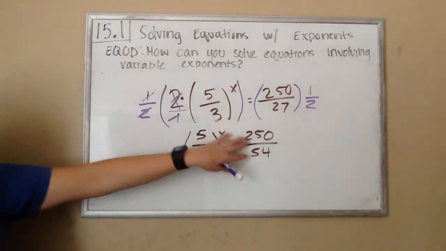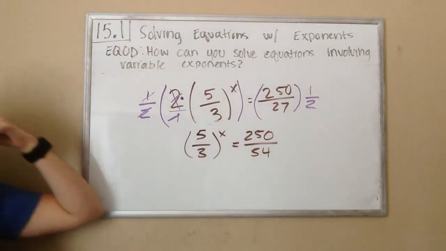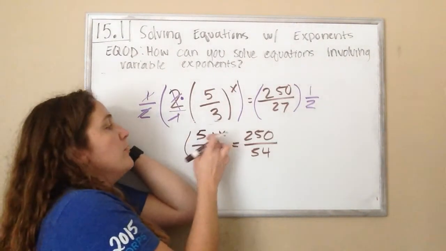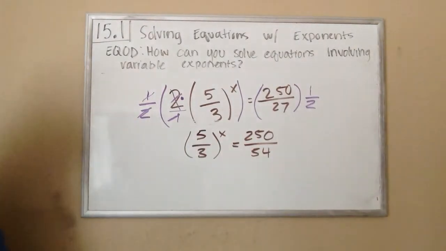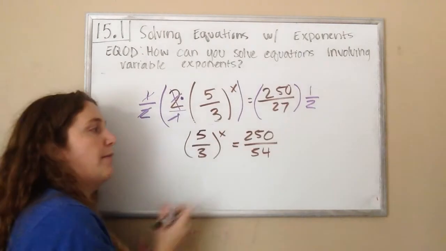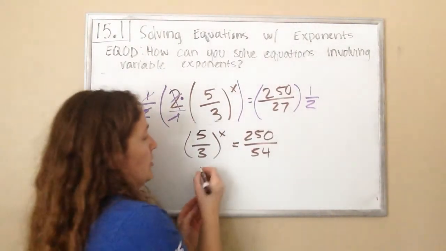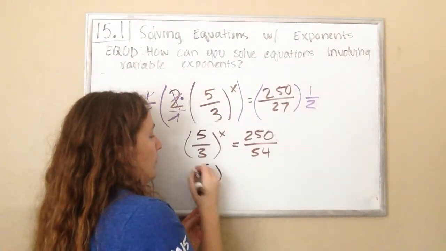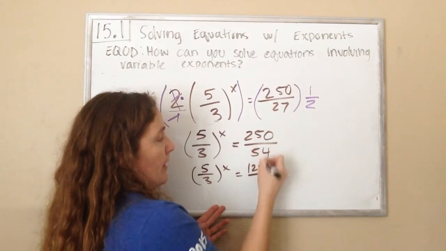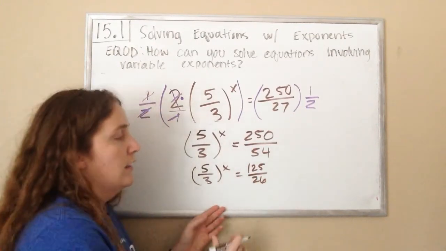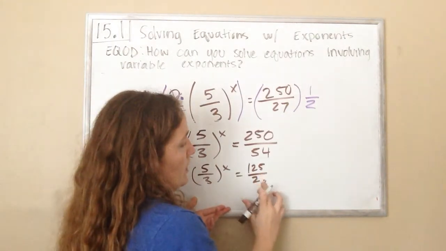And let's see if we can reduce this at all, because when I'm looking in my head, I'm thinking, there is no 5 to the x power that goes into 250. So let's think about how we could reduce this. We could divide both of them by 2. So let's try that. If we divide the top by 2, we get 125. And the bottom by 2, we get 27.